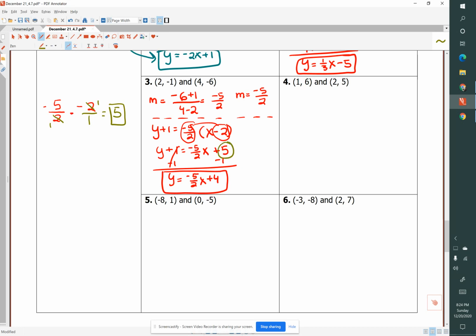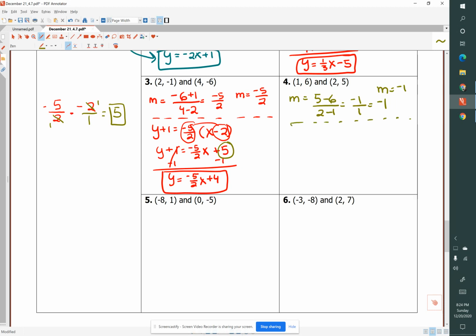Okay, number 4. So let's find the slope first. M equals 5 minus 6 divided by 2 minus 1, which gives us negative 1 over 1, which simplifies to negative 1. So our slope is negative 1.